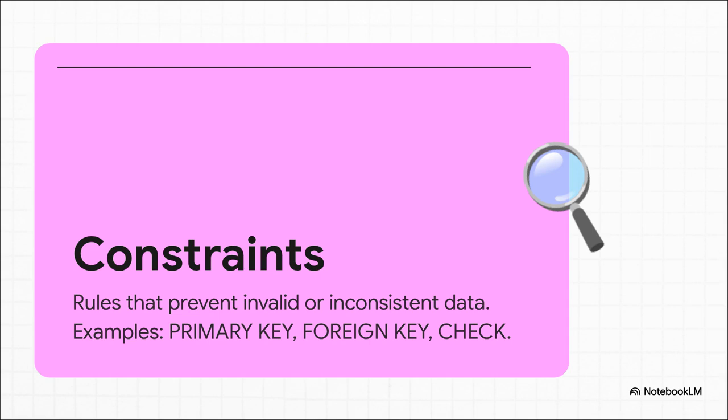The best way to think about them is as the bouncers at the door of your data table. A primary key is like the ID check. It makes sure every single row is unique. A foreign key ensures that if you're linking to another table, that thing you're linking to actually exists. And a check constraint is for enforcing your business rules, like saying, hey, the salary column has to be greater than 0. Simple, but incredibly important.